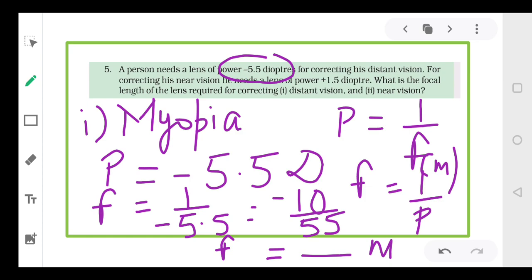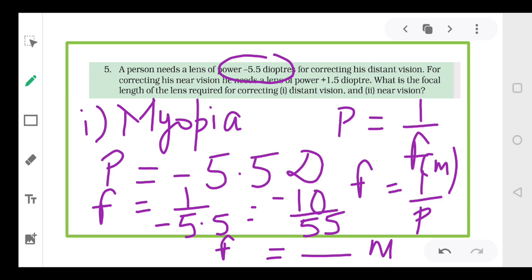I am leaving it here, but you will not leave it. You will complete it, right? You divide it. Understood everyone? It will be in decimals. So minus 10 upon 55, right? Clear? So the lens will have a focal length of dash meters. You will calculate the value. Clear? Let's take up the second part, that is near vision.